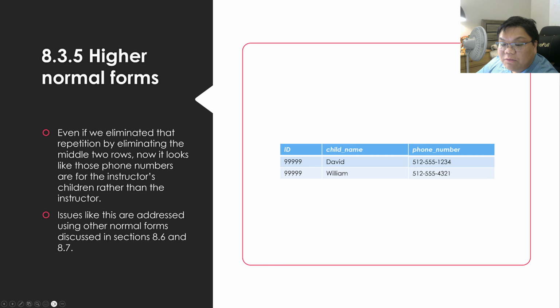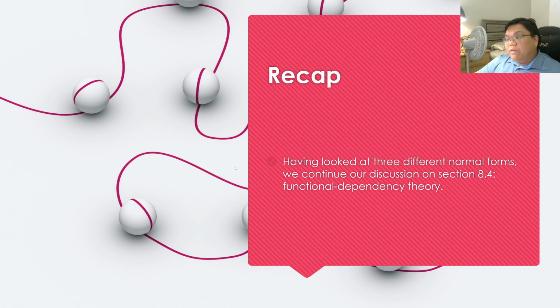So, we're not quite done with our discussion on chapter 8 yet. There is another set of slides that I have to get to, and it's going to get a lot deeper than what we've talked about so far. Okay, here we are. So, we're going to continue our discussion on section 8.4, functional dependency theory.